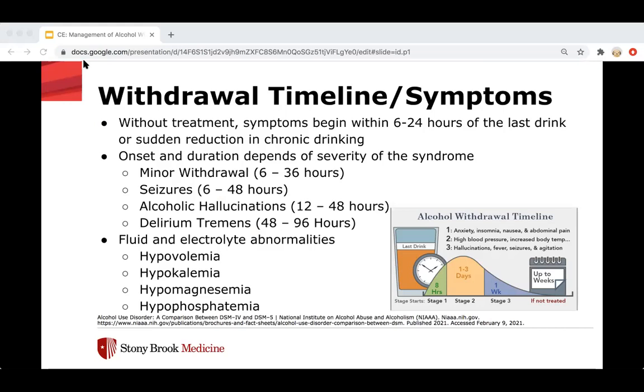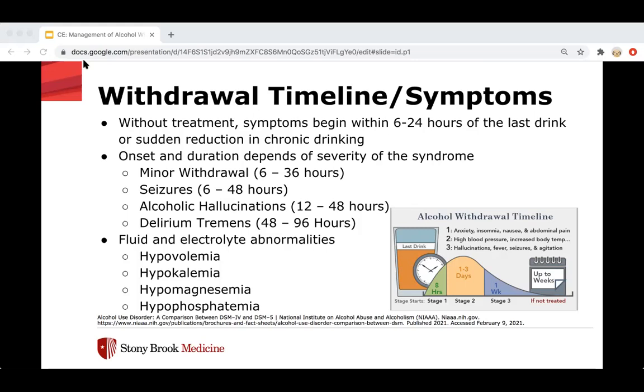So minor withdrawal can occur in 6 to 36 hours. And this is the tremors, the mild anxiety, headache, diaphoresis, palpitations, GI upset, but these patients still have a normal mental status. Then seizures can present within 6 to 48 hours after that last drink. And these are usually single or brief flurry of generalized tonic-clonic seizures.